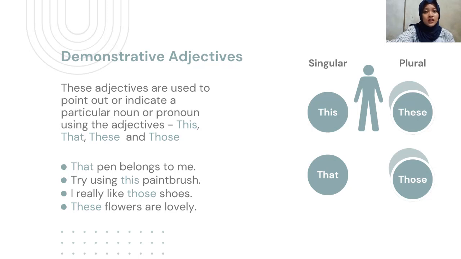Demonstrative adjectives. These adjectives are used to point out or indicate a particular noun or pronoun using the adjectives this, that, these, and those. For example, that pen belongs to me. Try using this paintbrush. I really like those shoes. These flowers are lovely. For singular, this and that. For plural, these and those.